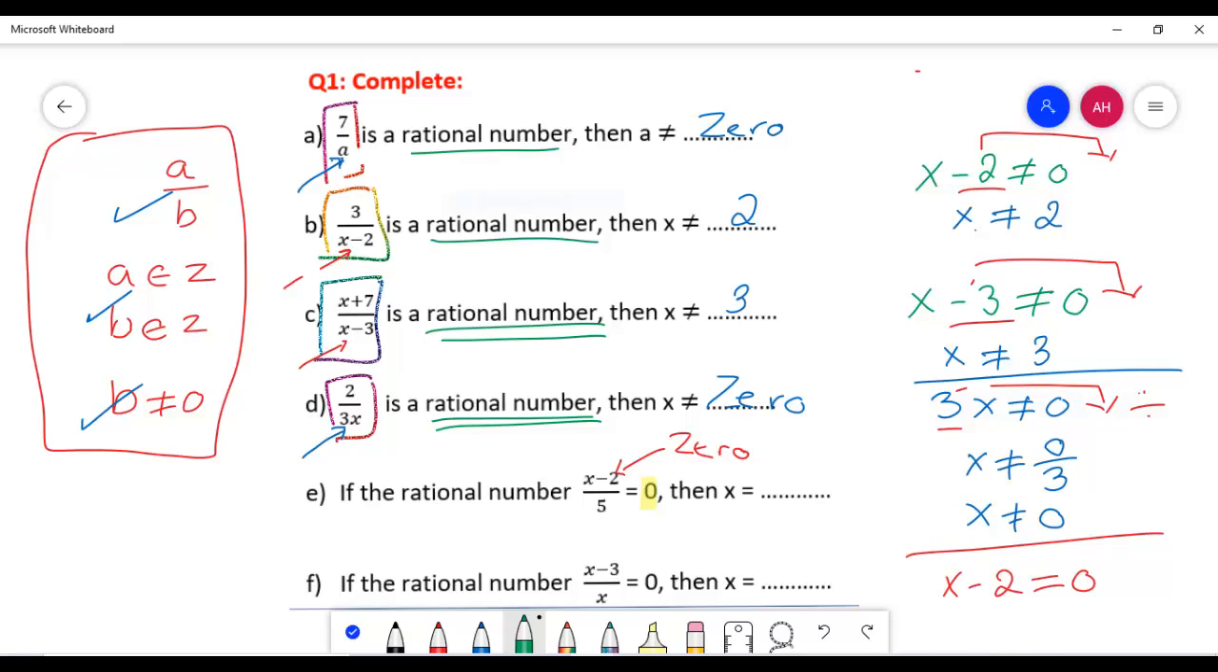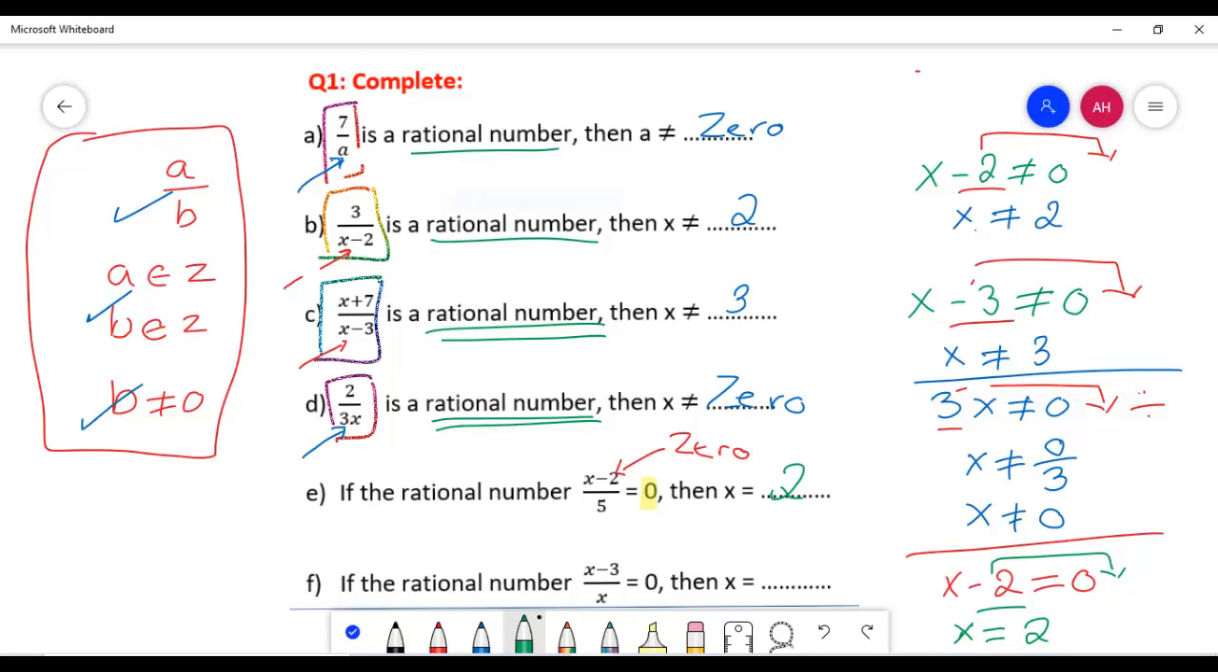And this is a normal equation. I will move minus 2 to the other side with the inverse. So now here x is equal to 2. So here x is equal to 2 as well. Let's go for number f.